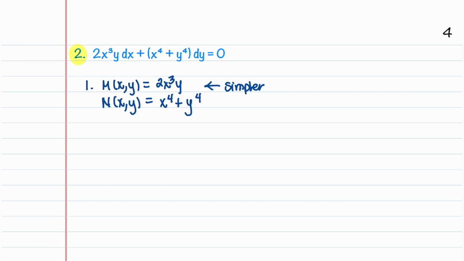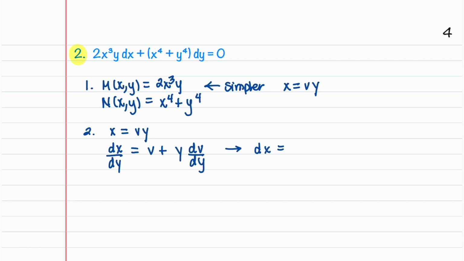And that means that we're going to use the change of variables x is equal to v times y. In step 2, we are going to differentiate this change of variables. We're going to take the derivative with respect to y. So this gives us dx/dy is equal to v plus y dv/dy. Writing this in differential form, we get dx is equal to v dy plus y dv. Let's highlight these because we are going to need these.